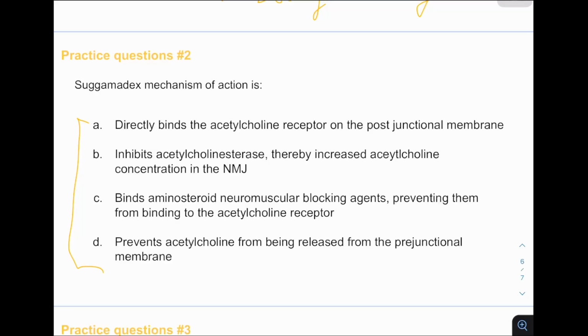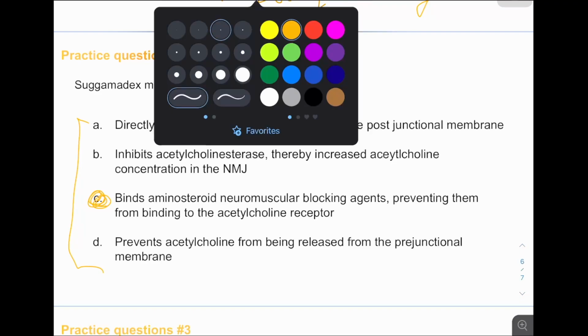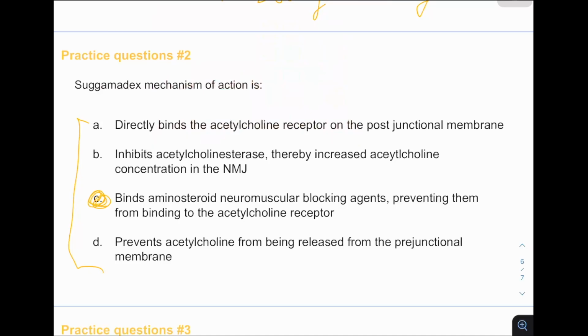So the answer for this is C. Sugammadex directly binds onto the rocuronium and prevents it from binding to the acetylcholine receptor. Now, the reason why the other answer choices are incorrect: well, directly binds the acetylcholine receptor on the postjunctional membrane? No, that's the action of rocuronium. Rocuronium will bind to the acetylcholine receptor on the postjunctional membrane, thereby preventing an action potential and leading to paralysis.